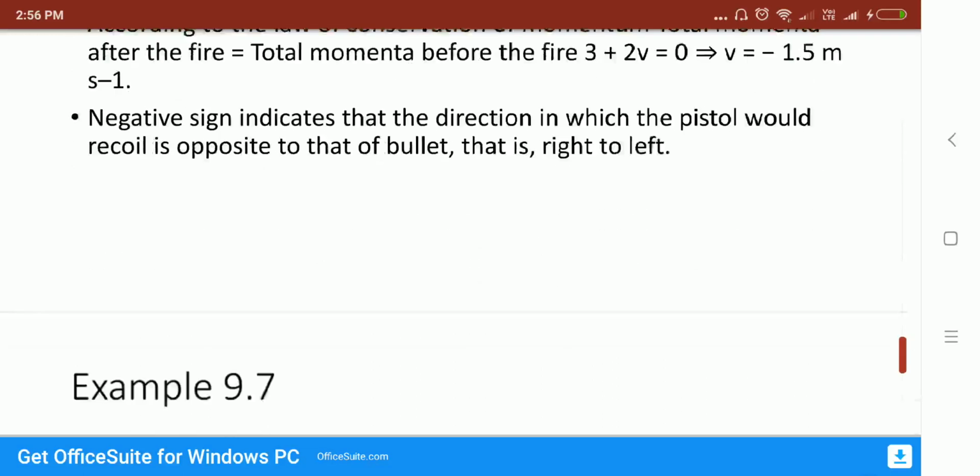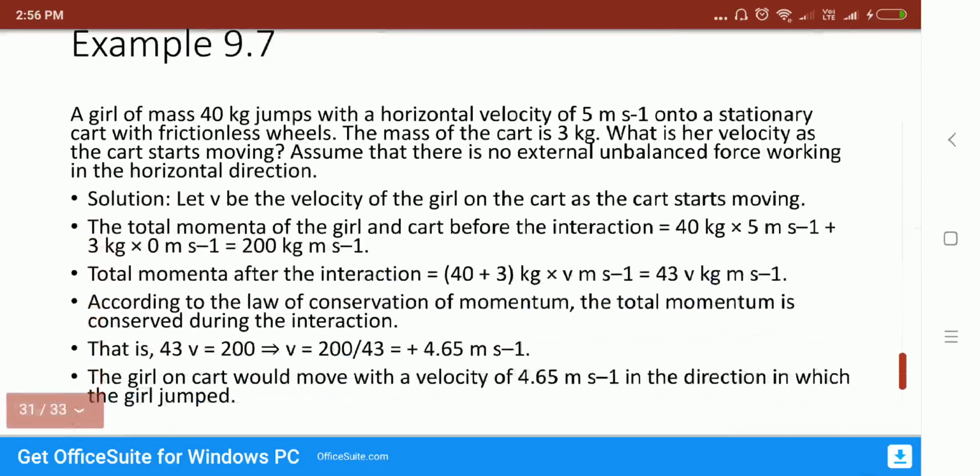Another example. A girl of mass 40 kilogram jumps with a horizontal velocity of 5 meter per second onto a stationary cart with frictionless wheels. The mass of the cart is 3 kg. What is her velocity as the cart starts moving? Assume that there is no external unbalanced force working in the horizontal direction.